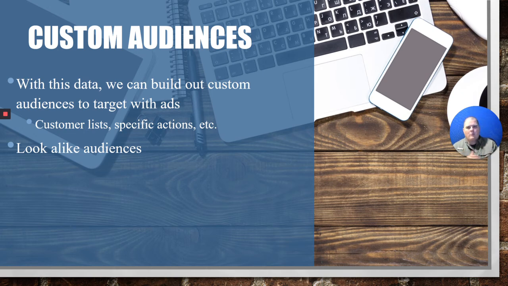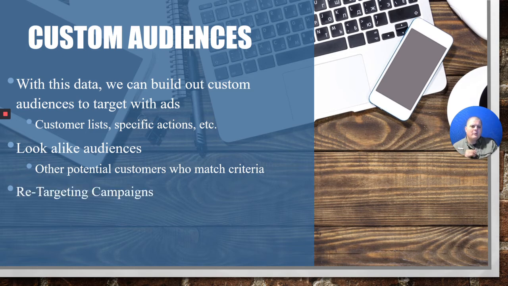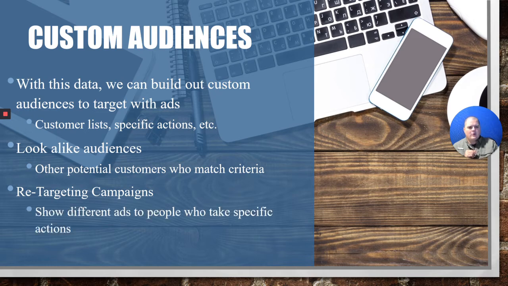Like, find me more people that match that criteria, and let's start showing ads to them, right? Because it's a very impactful, very cost-effective way to do it. We can also set up retargeting campaigns. And so what that means is we can show different ads to people who either took or did not take a specific action on our site.